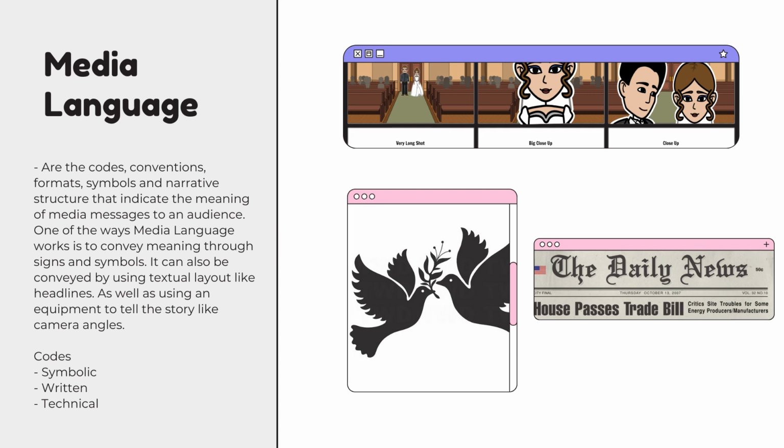And then written codes means using textual layout like headlines. So headlines in the news, editorial, headlines in TV news. Those are written codes. And then technical codes means using an equipment to tell the story, like camera angle. So this very long shot, big close up are camera angles. So technical codes are that. So these are a few examples of it, and many more examples will be discussed later on by the other members of this group.